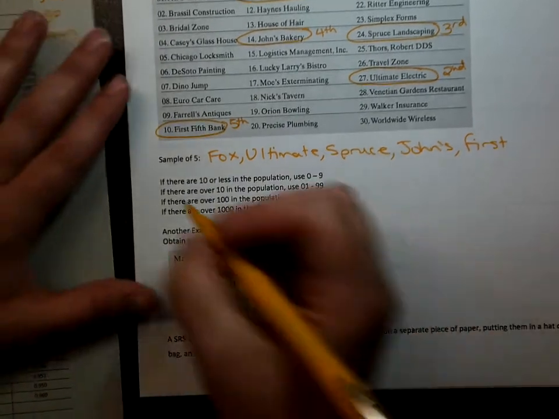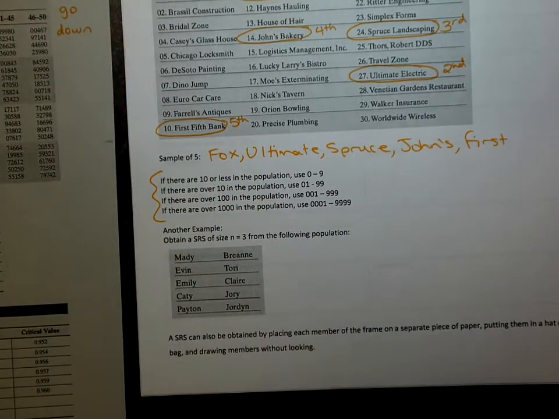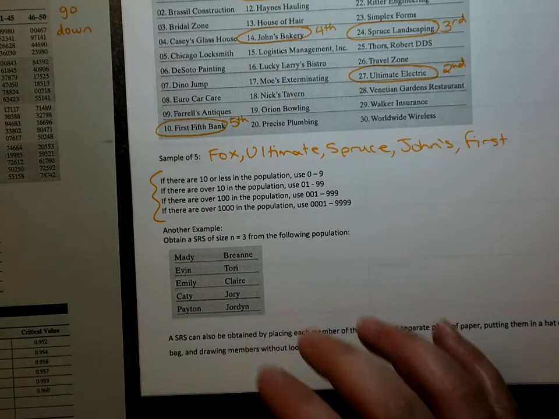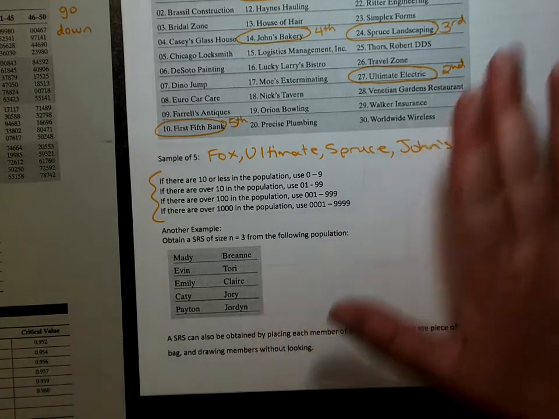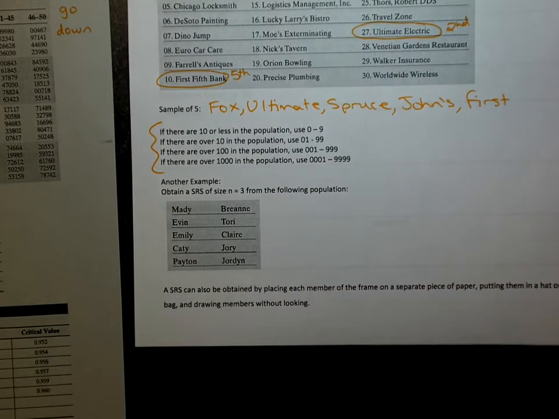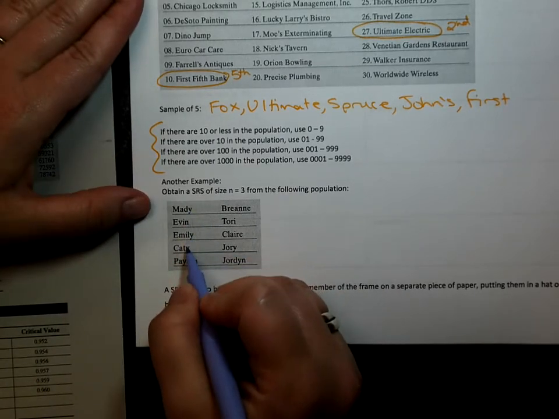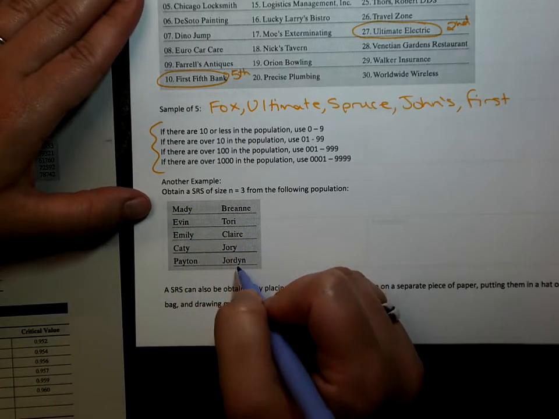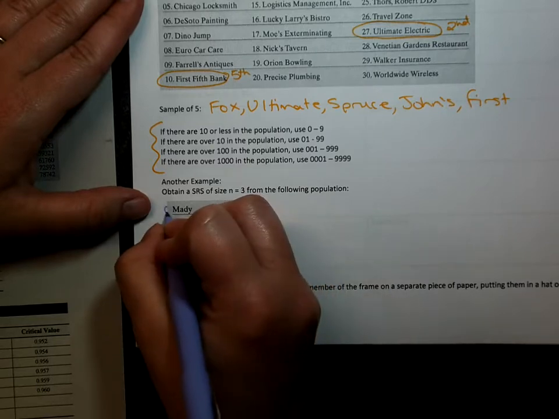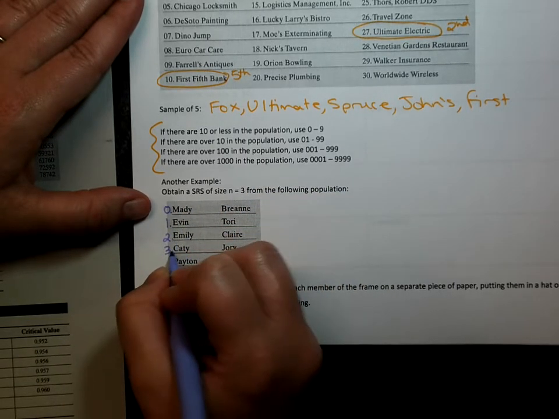So this is kind of your guide of how many to go by. Go by 2s is the most common. Sometimes we can go by 1s, sometimes we can go by 3s. So let's do another example. We want a sample size of 3 from the following population. There's only 1, 2, 3, 4, 5, 6, 7, 8, 9, 10 names. So your frame can start at 0. 0 is a valid number here.